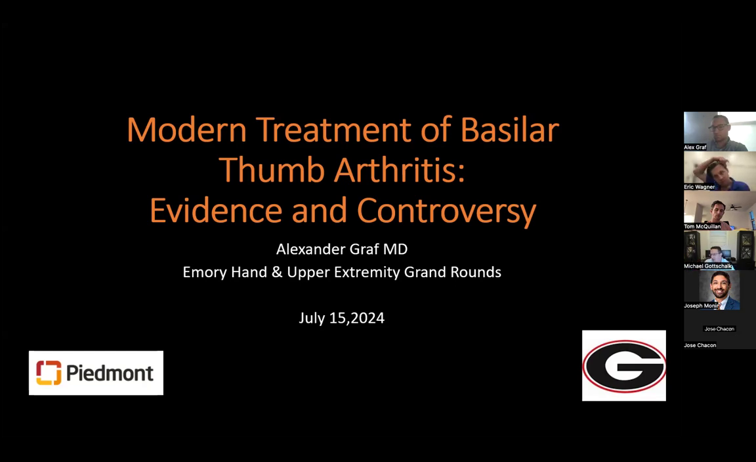Now, the other thing you can do, and part of the reason I sometimes like going dorsal, is that if you're doing something there, you can tighten the APL a little bit to give them a little bit of an extension moment arm on the first metacarpal, to lift that up and prevent that.